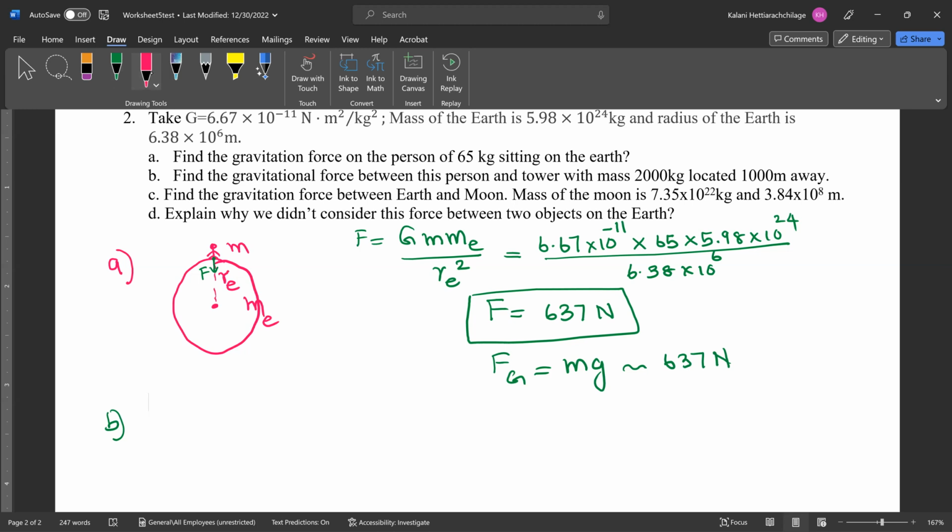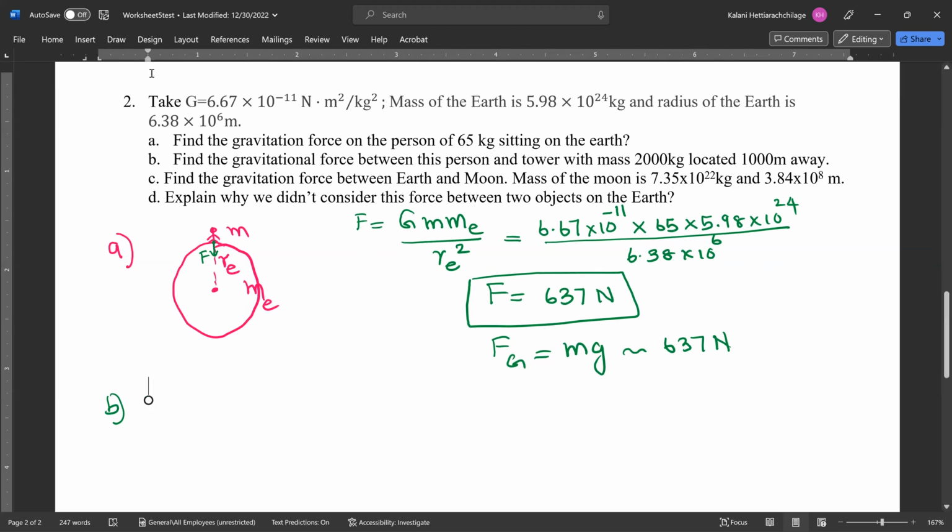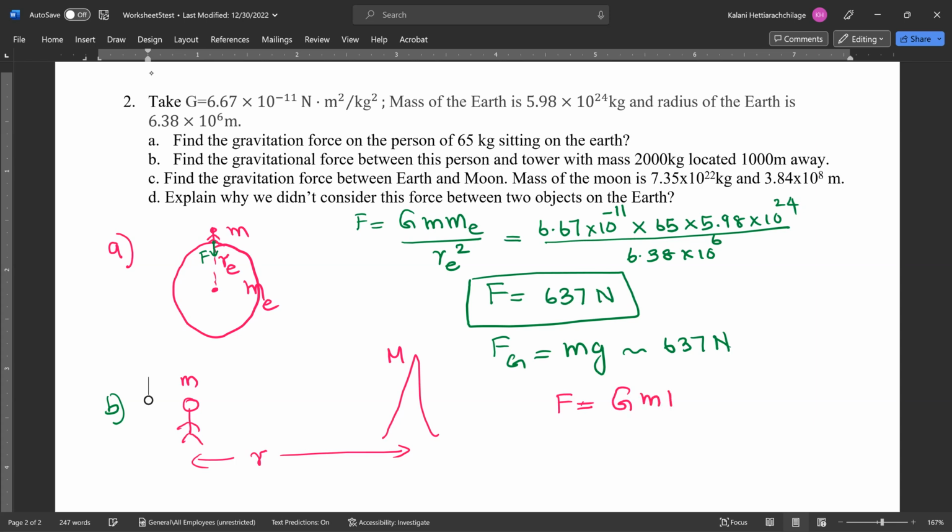So now part B, what it's saying is find the gravitational force between this person and the tower with a mass of 2000 kilograms located 1000 meters away. So now both objects are sitting on the Earth. There is a tower, right? The distance between these two is now R, and the mass of this is M and the mass of this is M. So again, the gravitational force between these two objects we can write using G times the mass of the person times the mass of the tower, divided by the distance R squared, right?